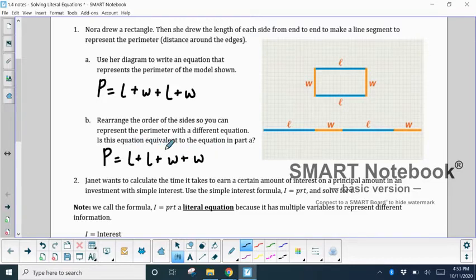It says, is this equation equivalent to the equation in part A? Yes, it would be, because we're just adding two lengths and two widths together, which is the same thing I have here. I have two lengths and two widths. Okay, so just an idea of what I mean when I say we want to be able to create an equation. If I give you a model of something, we want to be able to use that model to come up with an equation that we could use if we wanted to solve a problem regarding perimeter in this case.